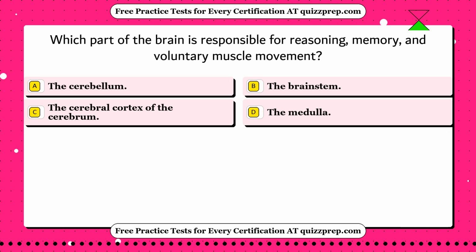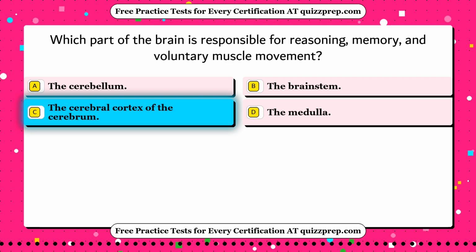Question 9. Which part of the brain is responsible for reasoning, memory, and voluntary muscle movement? Option A. The cerebellum. Option B. The brainstem. Option C. The cerebral cortex of the cerebrum. Option D. The medulla.